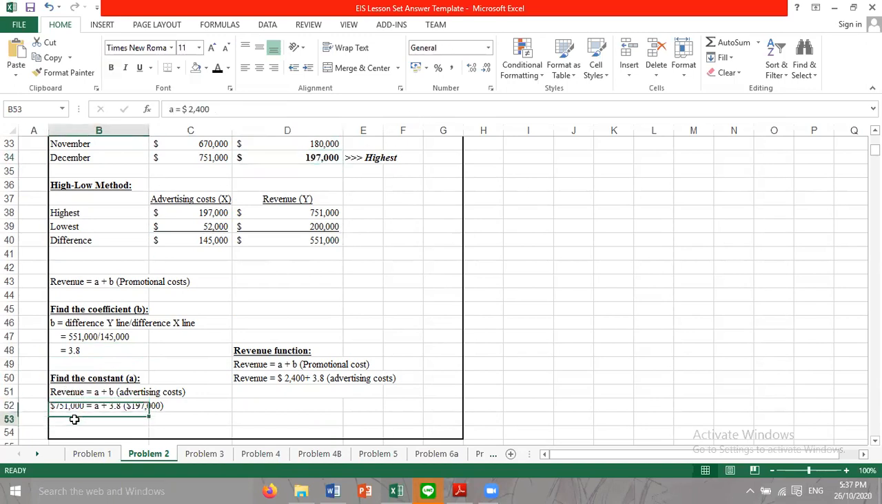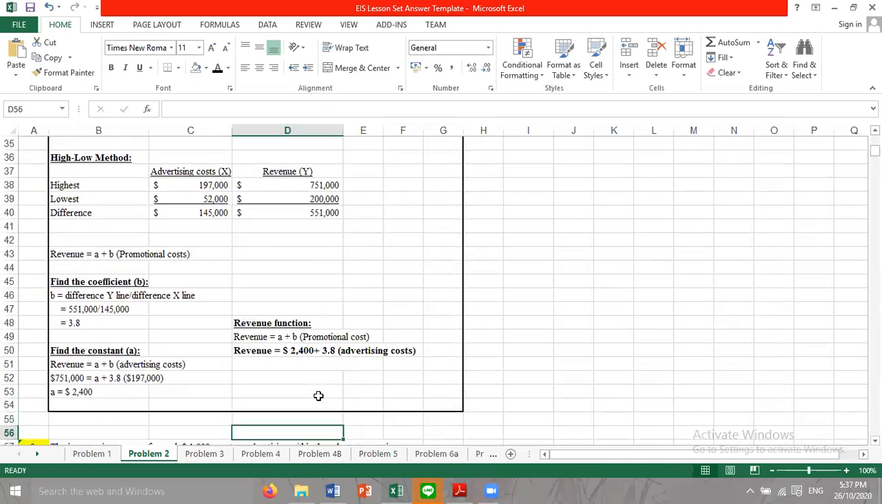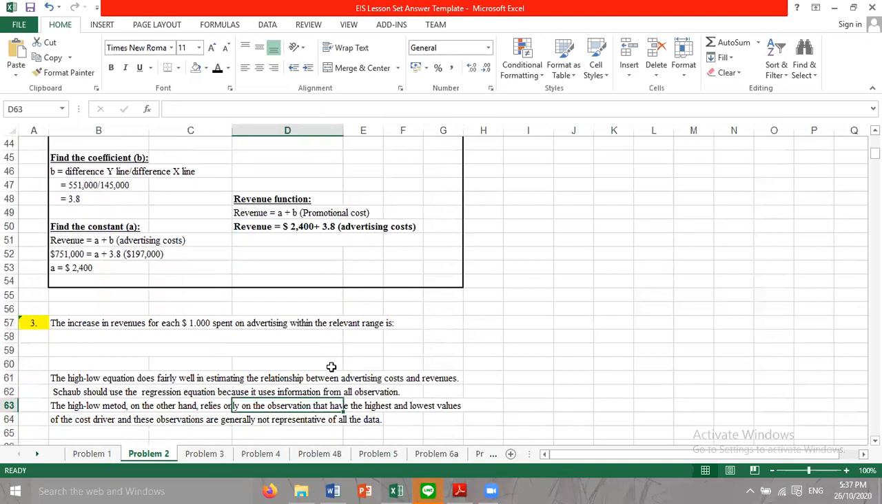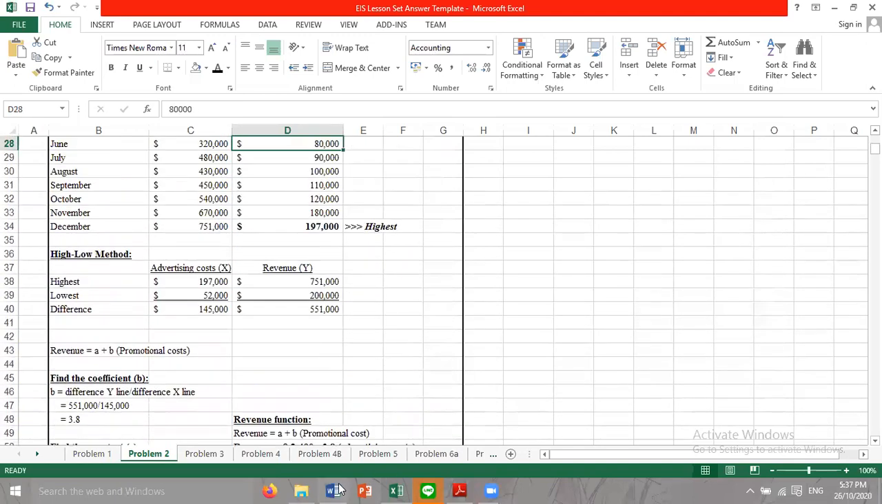Using this formula, we can calculate A as 2,400. Now, since we already have A and B, we can make a distinct linear equation for the cost and revenue, which is this. So this is our answer for number 2. Revenue equals $2,400 plus 3.8 times advertising cost or promotional cost. All right, that's for number 2.